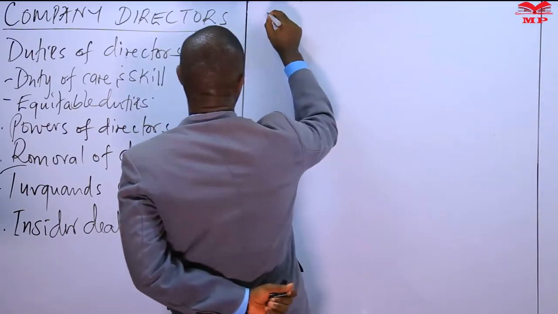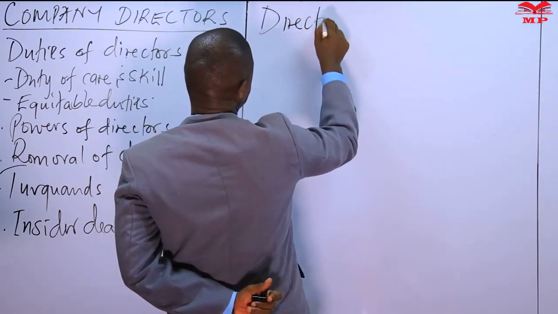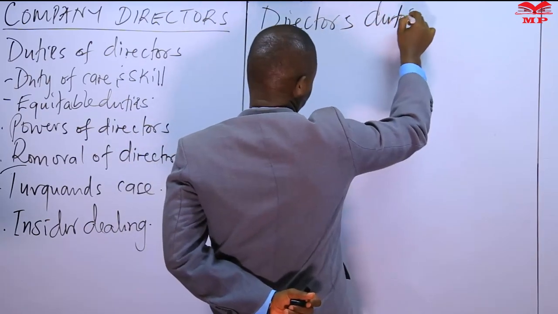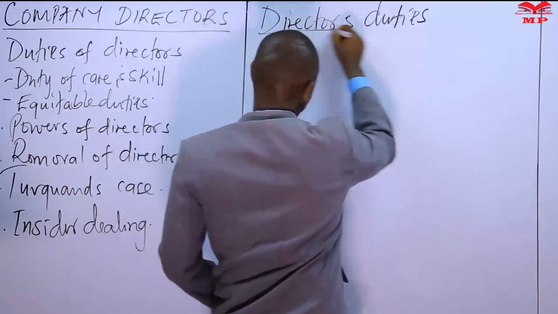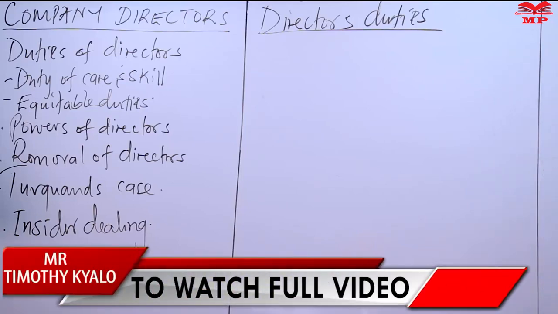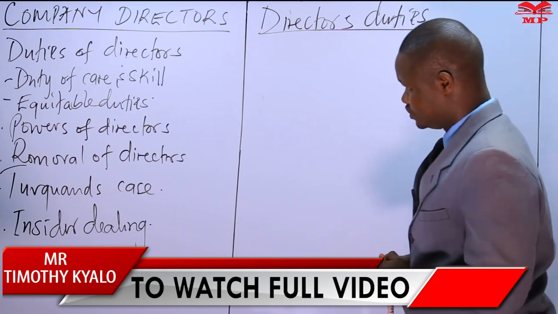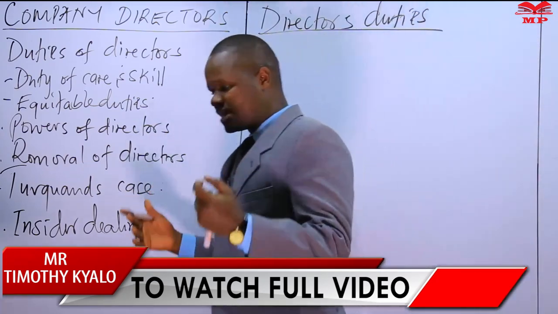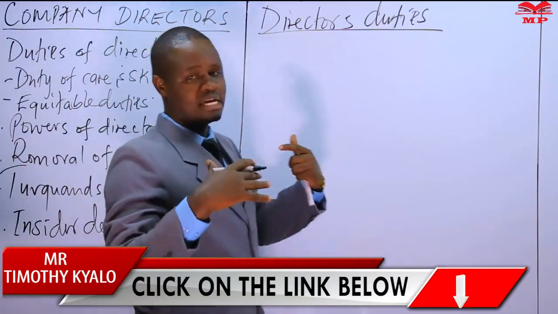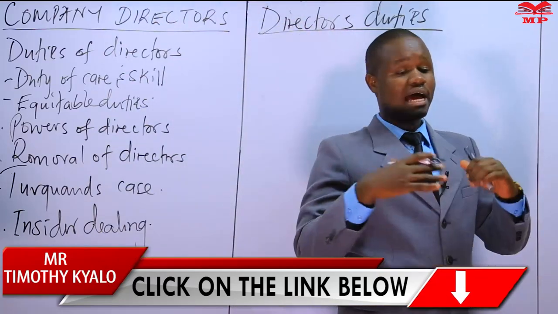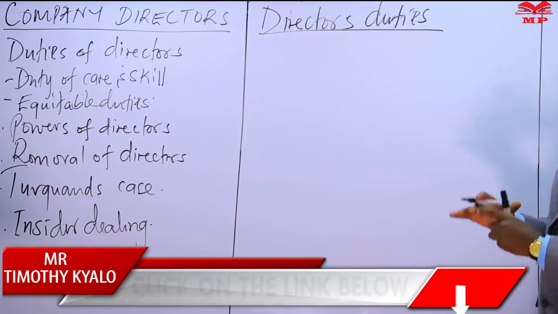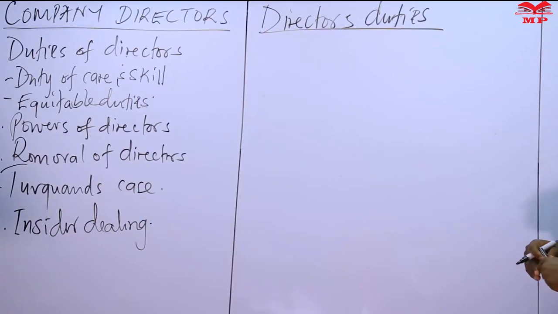So let me begin where I must. These are the director's duties. Now, the director's duties are broadly put into 2 categories. That is the duty of care and skill, and then we have the fiduciary duties. This is in addition to all those other general duties that the directors will have, such as ensuring the financial success of the company, taking care of the company's assets, etc. We have this broad categorization of the director's duties into the director's duty of care and skill and the director's equitable duties.